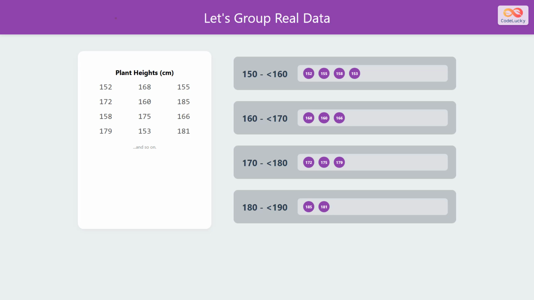Let us apply this to real data. Here we have a list of plant heights. We create bins starting from 150. We take each number from our list and place it into the corresponding bin. For example, 152 goes into the first bin, and 168 goes into the second.